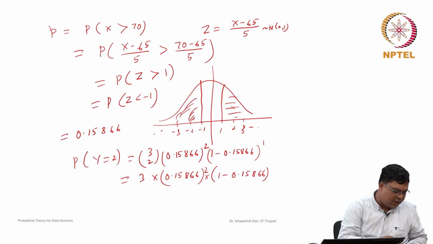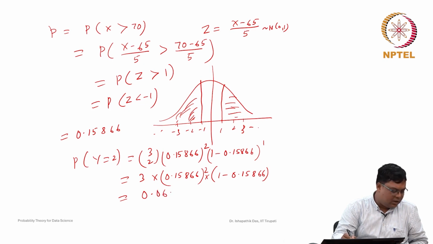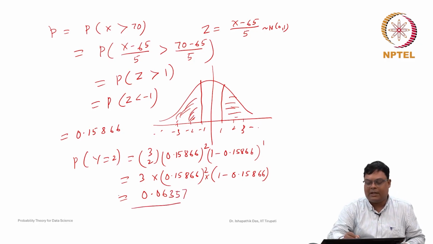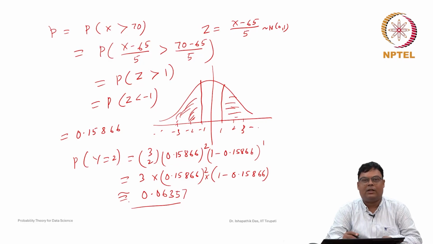So this is nothing but 0.06357. This is the value. Please check it, as it may be approximated to some decimal places.